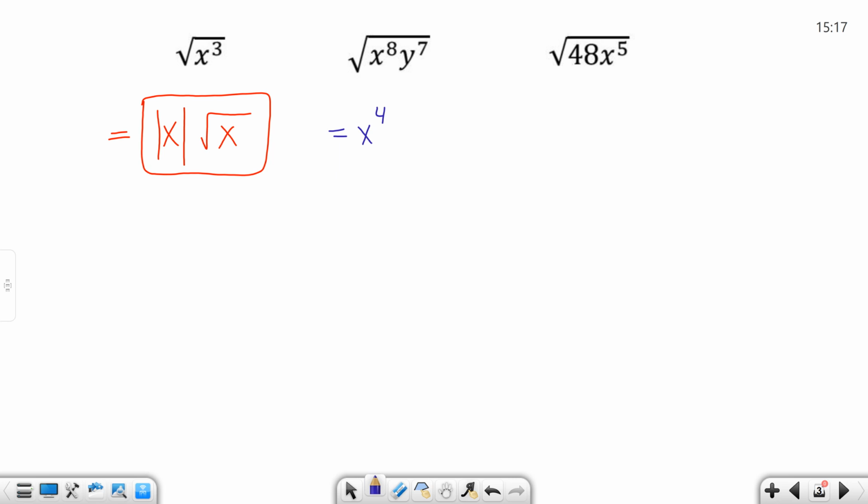Okay. And then y, so 7 divided by 2, or 2 goes into 7 how many times? 3 times with how many left over? 1. Now this y to the 3rd must go in absolute value because 3 is an odd power, right, that came from an even root 2. So the x to the 4th is okay because it's an even power, but the y to the 3rd is not okay. It's got to go in absolute value. All right?